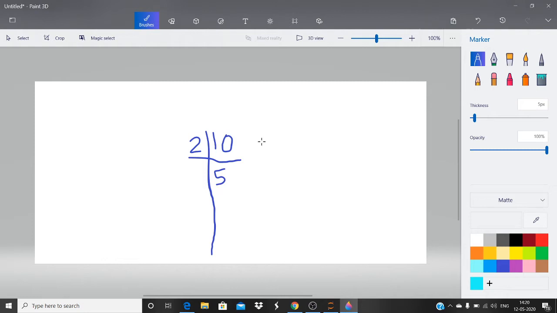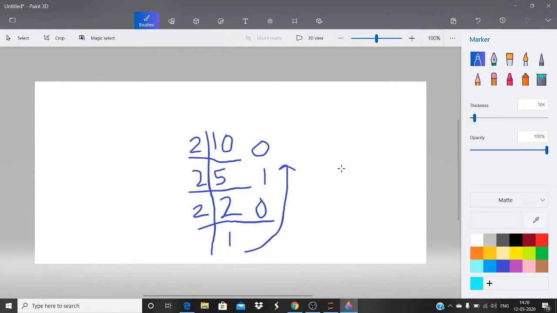So here the remainder is 0, we write the remainder here. Then we again divide by 2. The remainder is 1. And lastly, the remainder is 0. We have to read it like this in the remainders part. So the binary for 10 will be 1010. Similarly, binary for 4 will be 0100.